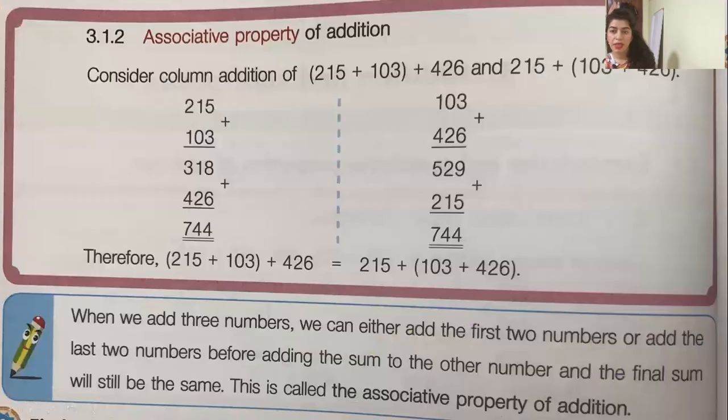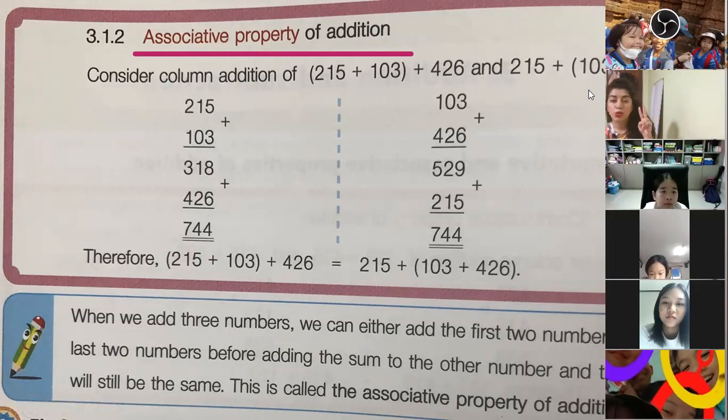Now we have something else here. Yesterday we talked about it. Associative property. What, for example, are they? They are three numbers. For example, look at here, 215 plus 103 plus 426, associative property. Can you please make an example for this one? Three numbers, not two numbers.